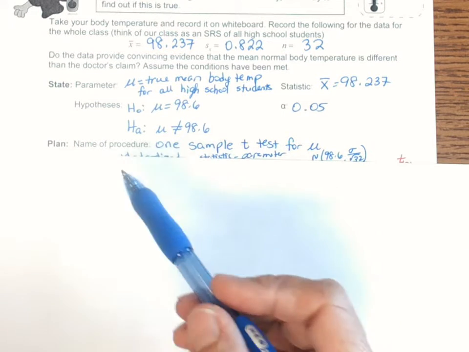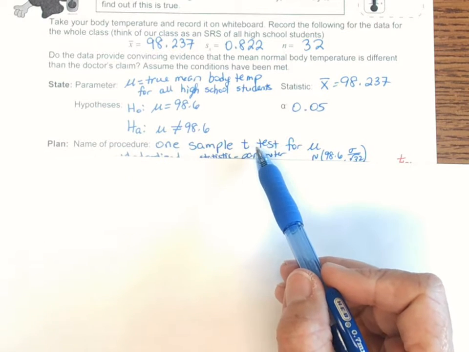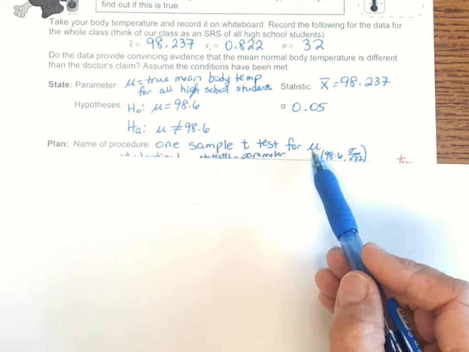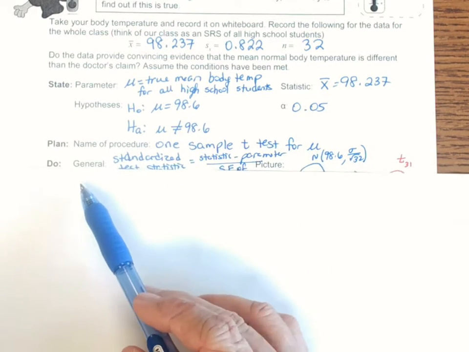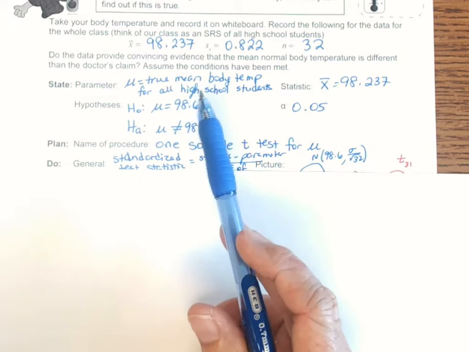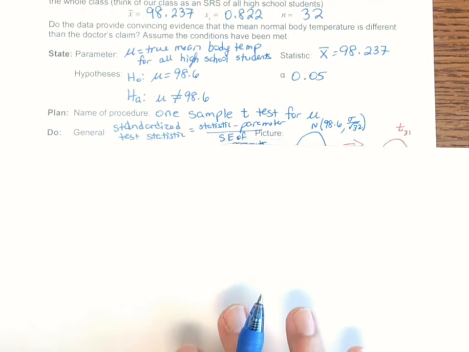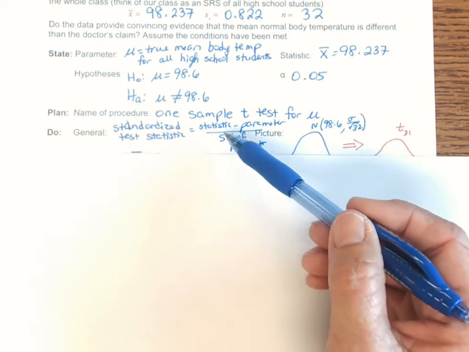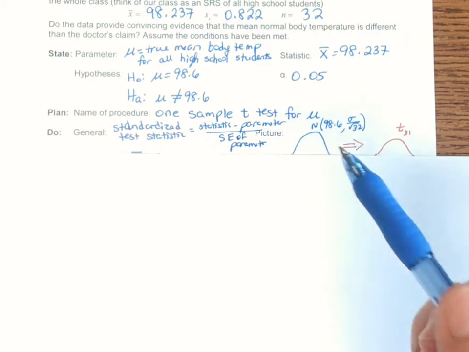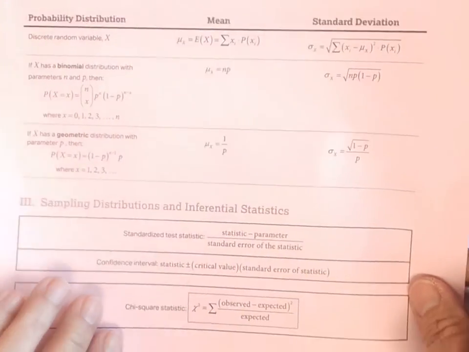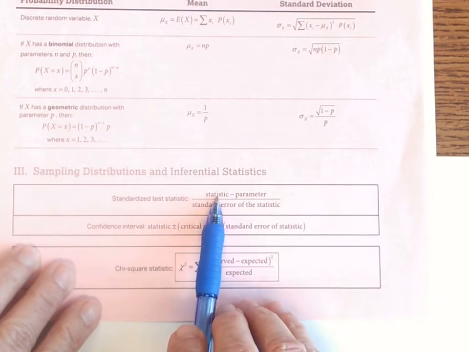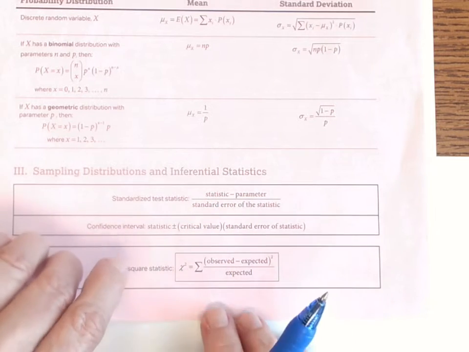Okay, let's go into the plan section. First thing we've got to do is name our procedure. It's a 1-sample t-test. Again, because we're testing now, we're not making a confidence interval. T-test for mu. The do part, I'm not checking conditions because, again, it says assume they've been met. Do, the general formula is that the standardized test statistic equals the statistic minus parameter divided by the standard error of the parameter. And again, this is on your formula chart on the front page. Standardized test statistic is your statistic minus the parameter divided by standard error of your statistic.